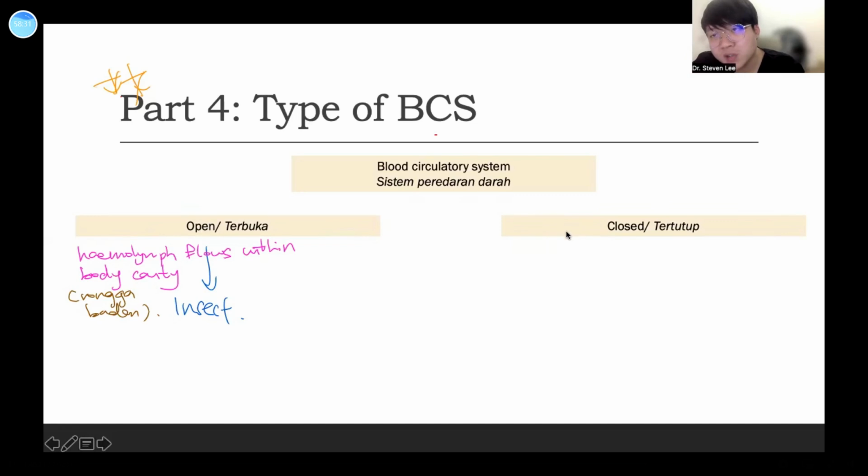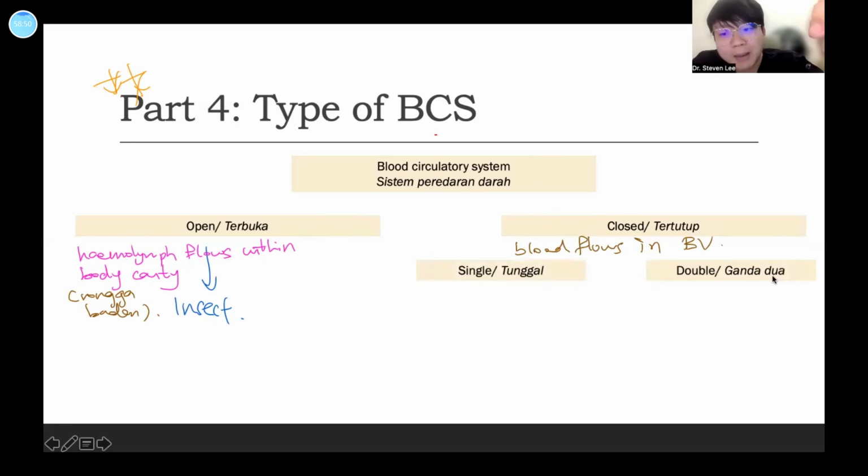Whereas closed circulatory system, maksudnya the blood flows in blood vessel. Darah mengalir di dalam salur darah. Simple. If there is blood vessel, the blood is inside, that is closed. The word closed comes from enclosed. Tertutup lah darah. Okay, so the closed circulatory system, we can further divide it into 2, whether you are single ataupun double.